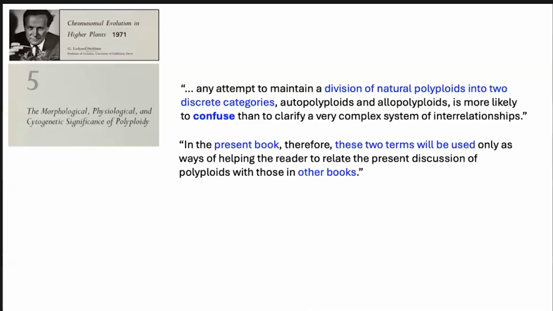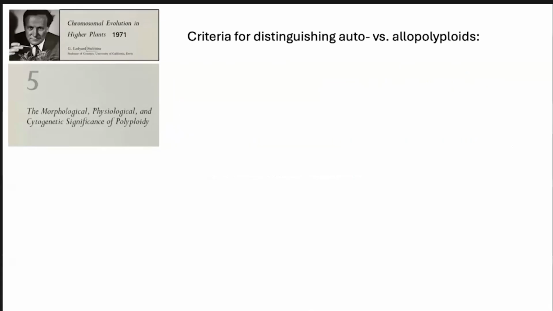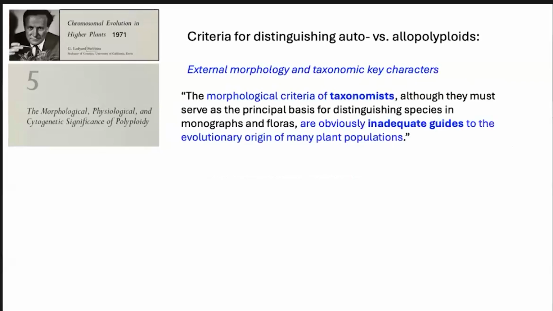And yet then he goes on and spends all kinds of time talking about the criteria by which he is now wanting to call things auto or allo. So he doesn't really stick to his guns on this very well. On external morphology and taxonomic key characters, he concludes the morphological criteria of taxonomists, though they must serve as the principal basis for distinguishing species, are obviously inadequate guides to the evolutionary origin of many plant populations. Well, why is this important? Well, it's because the people who call things auto or allo primarily are taxonomists.